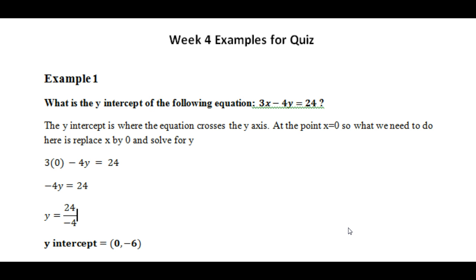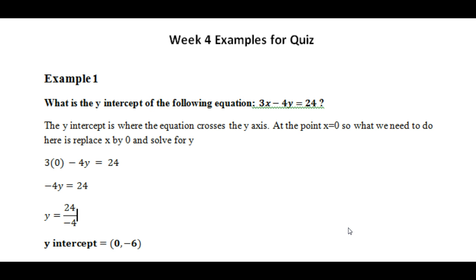What is the y-intercept of the following equation? 3x minus 4y equals 24. Now, the y-intercept refers to when the line that represents that equation crosses the y-axis, and at that point x is equal to 0. So we know one of the values of the y-intercept is x equals 0. Now we need to figure out what y is. So what we do is we replace in that equation x by 0.